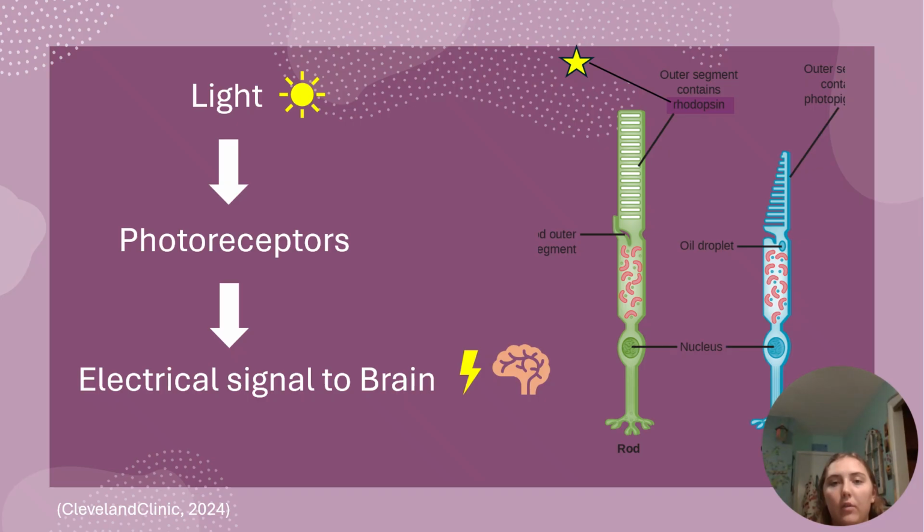The outer segment of the photoreceptor is often considered the most integral part of this process, as it contains the light-sensitive protein rhodopsin. Without rhodopsin, phototransduction would not be able to occur.